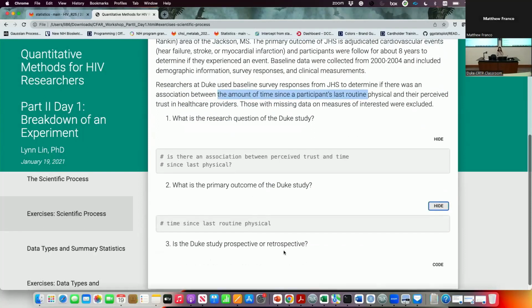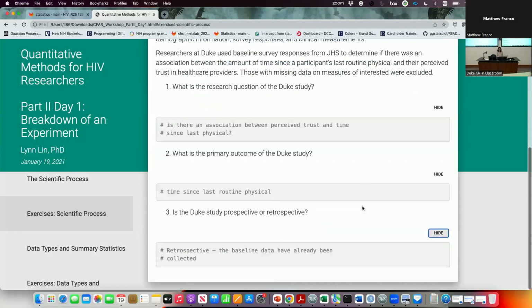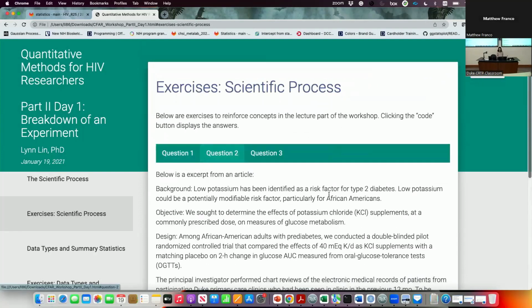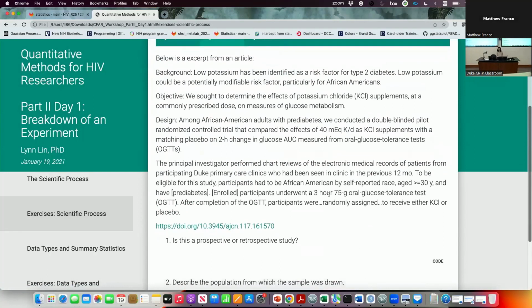So is this Duke study prospective or retrospective? Retrospective. Yes. Why? The data is already there, right? You are not now collecting the data. Yes, retrospective. Okay, let's quickly go through everything. So question 2, if you can take a quick look at this paragraph.